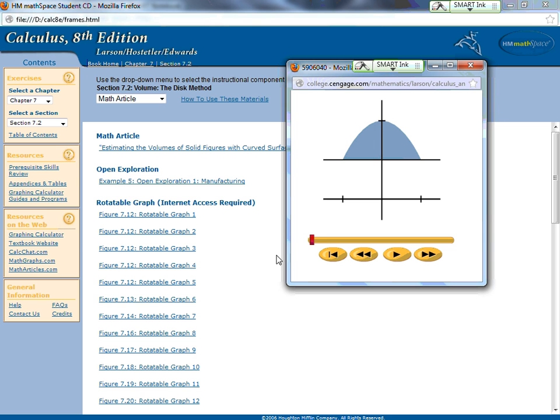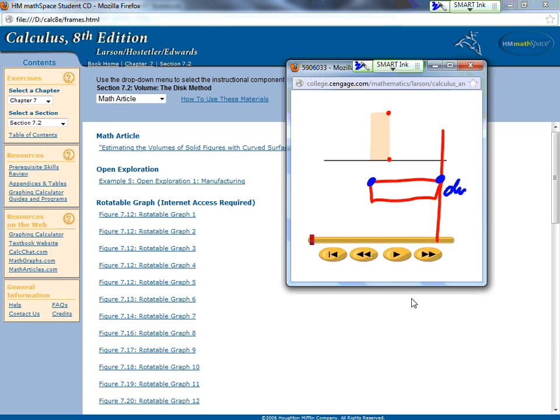Okay? But do notice, let's go back to the original one, I think it was this one. Do notice that the radius is going to be the distance from the axis to the far edge of the rectangle. That's the radius, isn't it? The height is going to be the width of the rectangle. If the rectangle was horizontal instead of vertical, let's just say that our axis was there, the radius is still going to be the distance from here to here, and the height is going to be the width of that rectangle.